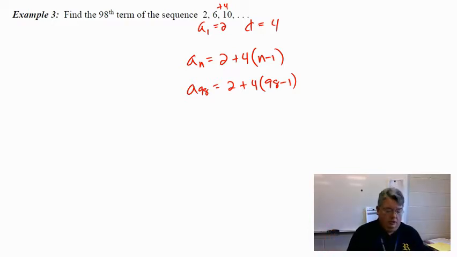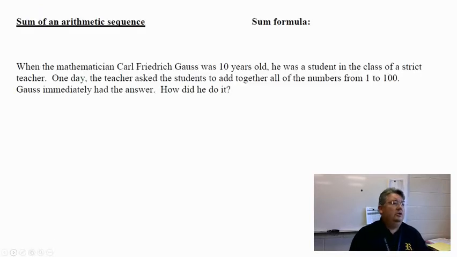Okay, there it is. 2 plus 4 times 98 minus 1, that's 97 times 4, 390. So the 98th term is 390. Okay, cool. Moving on.